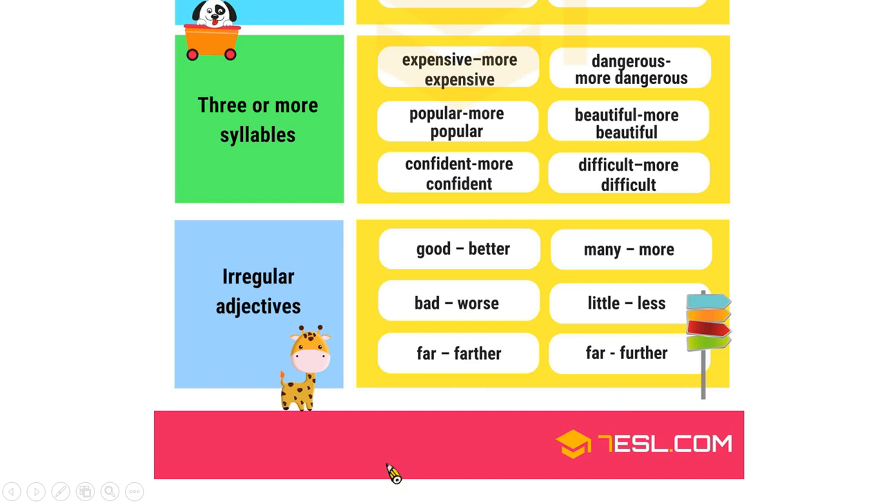And then this one is the most important. You need to memorize it. Irregular adjective. So when we see this word, we cannot use er or more. We need to change to another word. For example, good, better, bad, worse, far, farther or further. For some situations, we can only use further. It depends on the situation. Many, we change to more, and little we change to less. This one you need to memorize.